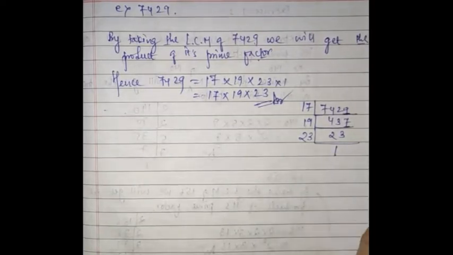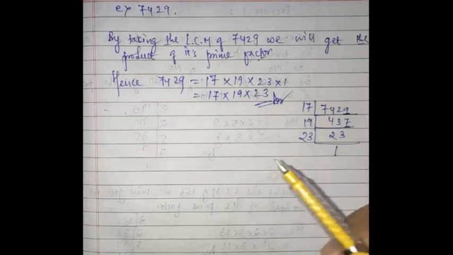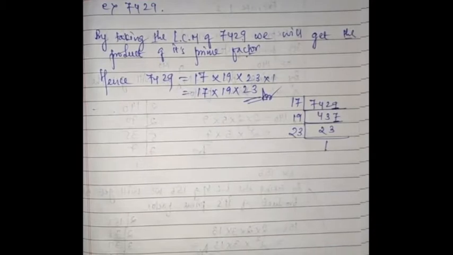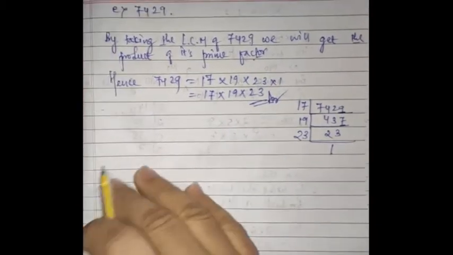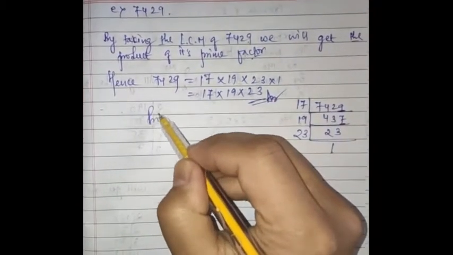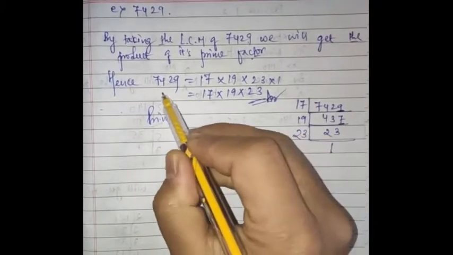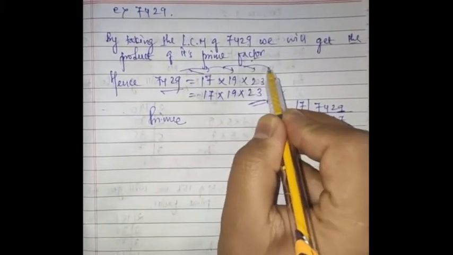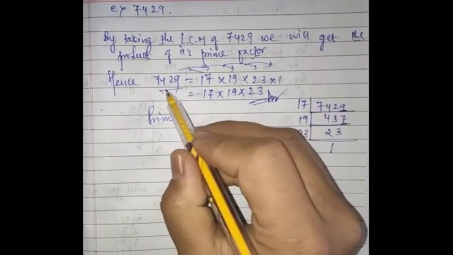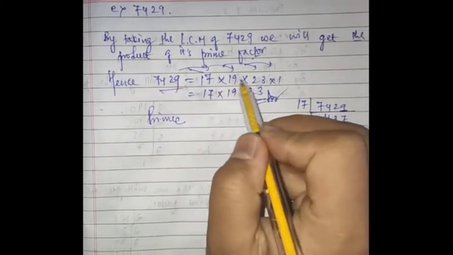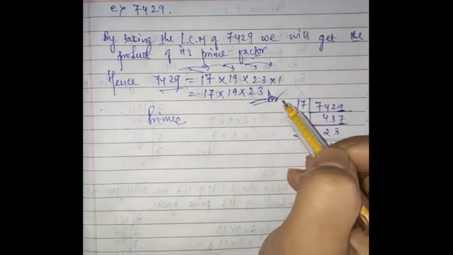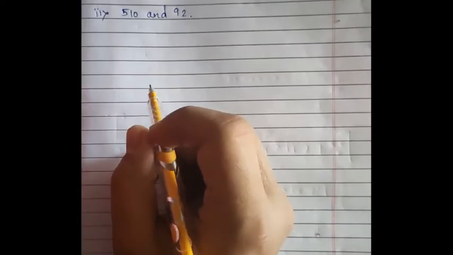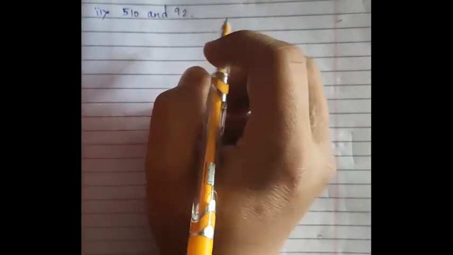We have solved using the fundamental theorem of arithmetic. The fundamental theorem of arithmetic states that any number greater than 1 is either a prime number or can be expressed as a product of prime numbers. Alright, so this was not a prime number, but we have expressed this number in terms of prime numbers. So this is nothing but the fundamental theorem of arithmetic.